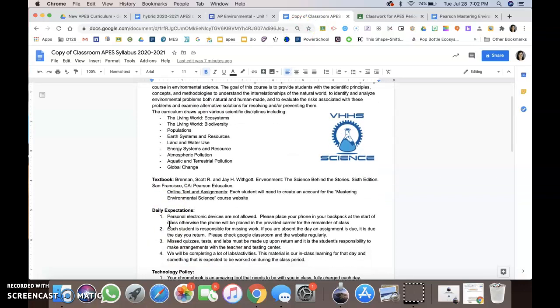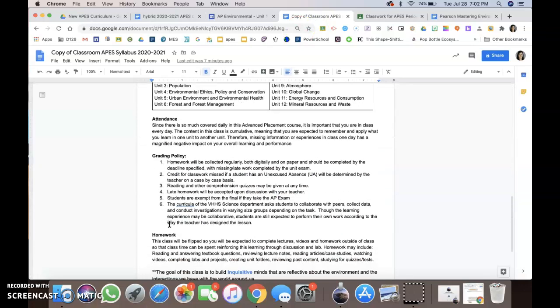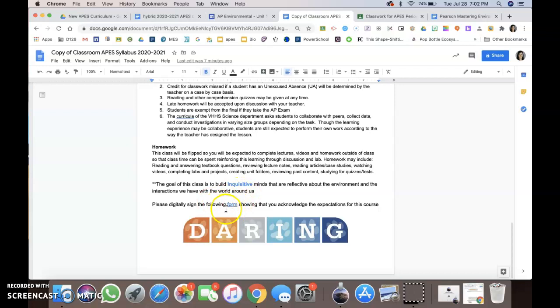The syllabus, just go through it, read it. At the bottom of the syllabus is a place where you can do a digital signature. We will talk about the syllabus as a group later on one of our days that we are all together, probably on Wednesday. So if you have any questions and you don't want to sign it until then, that's perfectly fine.